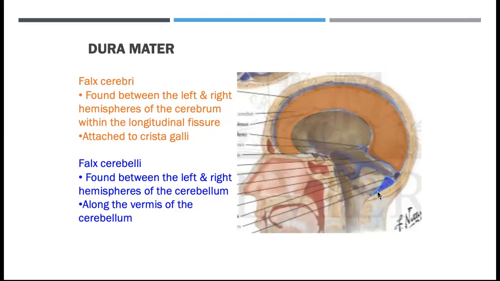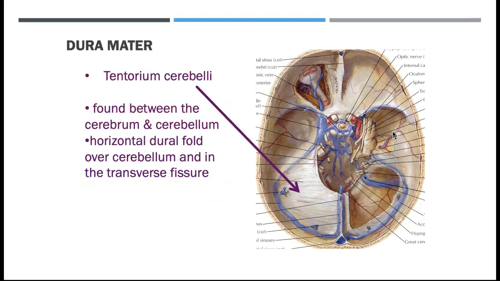And then we have our falx cerebelli down here. Again, it sits between the two hemispheres of the cerebellum along the vermis of the cerebellum. Note too, I forgot to mention this, that the falx cerebri is attaching to the crista galli here, that shark fin looking structure, to hold this in place.